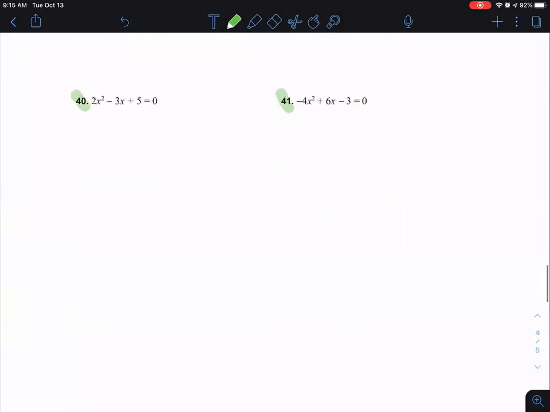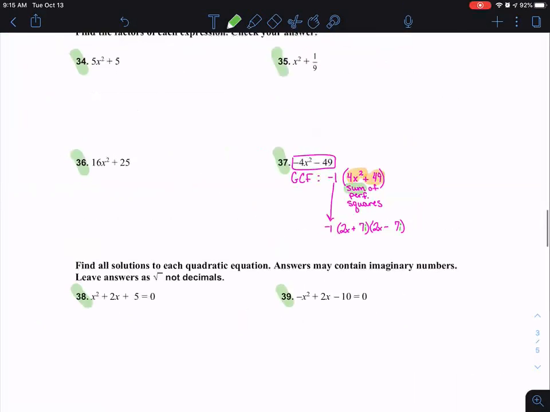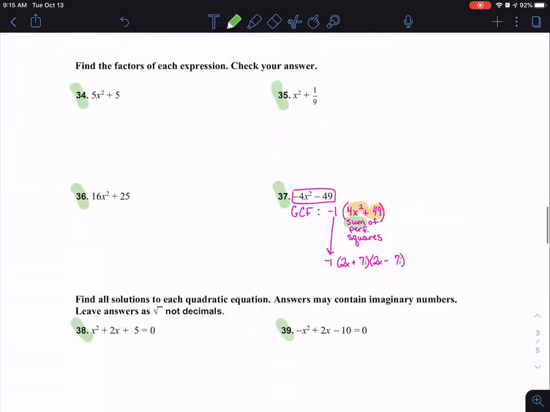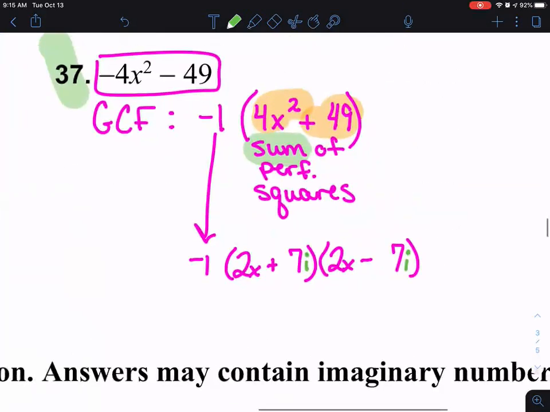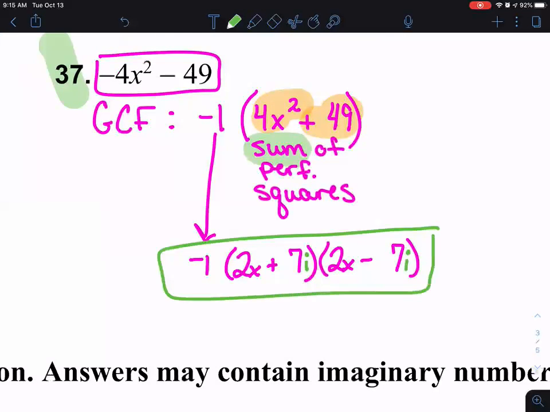All right. Do you guys want 38? That's the answer. Yeah, it says to factor it, so that's the answer. That's the factored form of it. There's no solving.